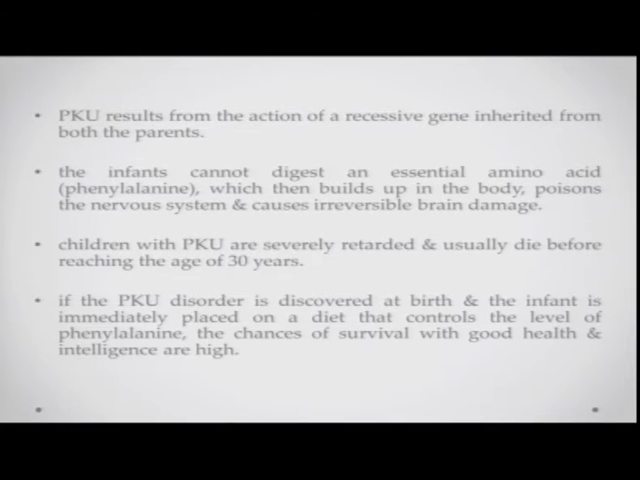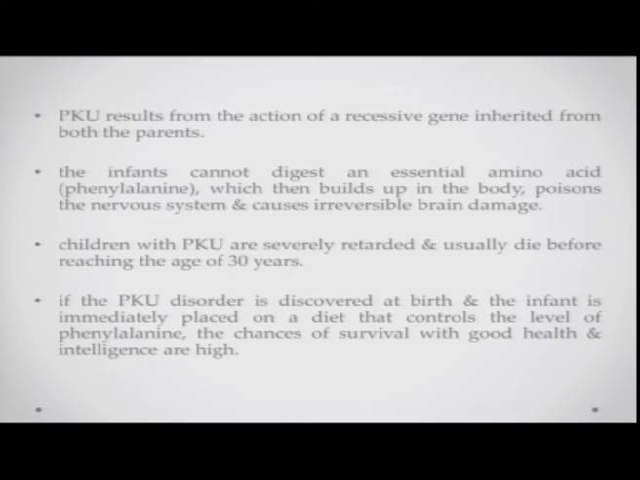Now, phenylketonuria results from the action of a recessive gene inherited from both the parents. The infants here cannot digest an essential amino acid, phenylalanine, which causes a buildup in the brain, and it is poisonous to the nervous system and causes irreversible brain damage. Children with phenylketonuria are severely retarded, and generally their lifespan is around 30 years.